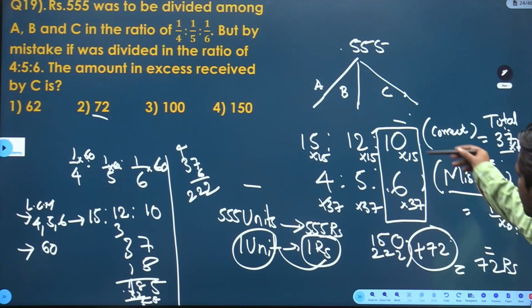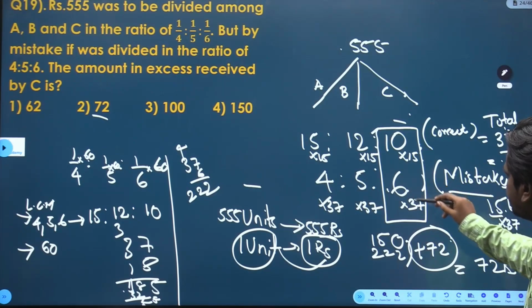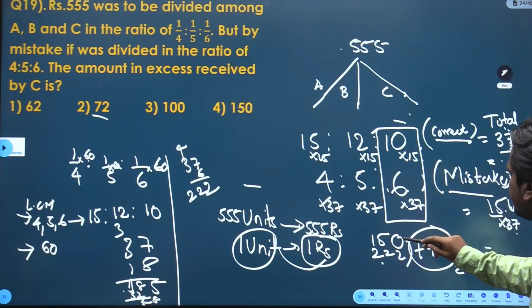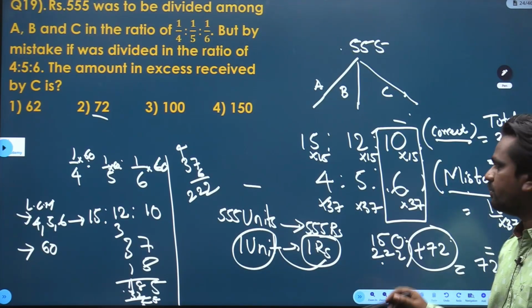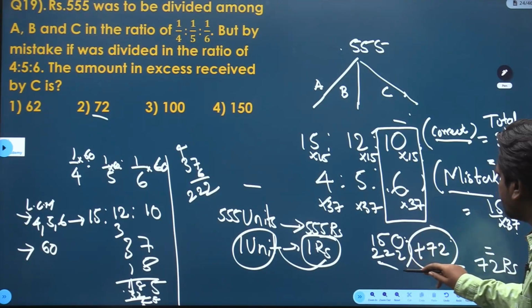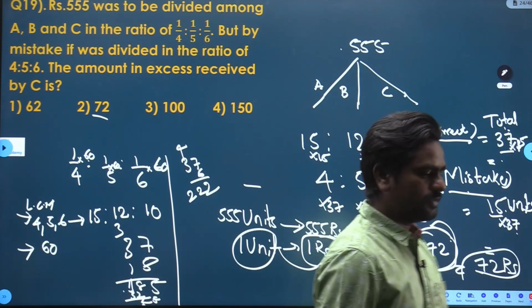Now C got 10 into 15, 150. 6 into 37, 222. In correct distribution he received 150. In the mistake, the amount he received because of wrong distribution he got 222 units, so he got excess. We already know 1 unit is equal to 1 rupee, so 72 rupees.